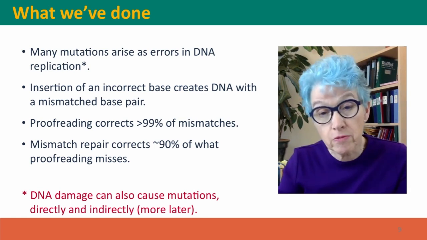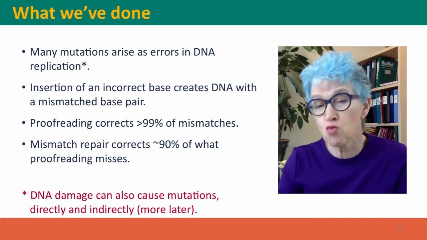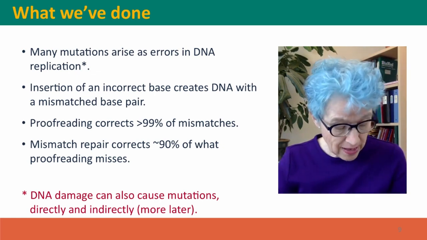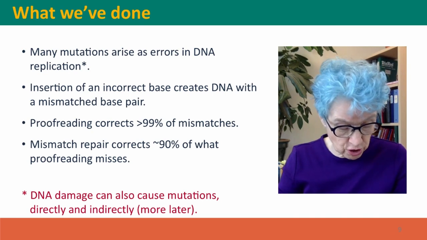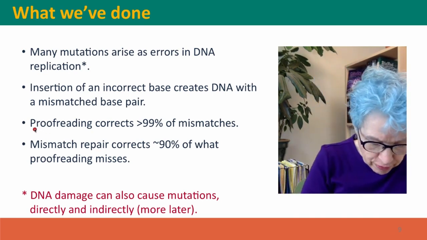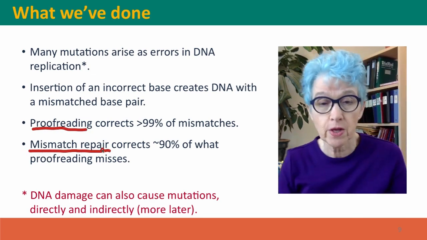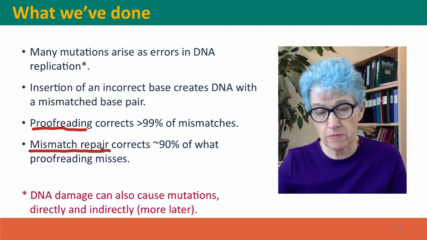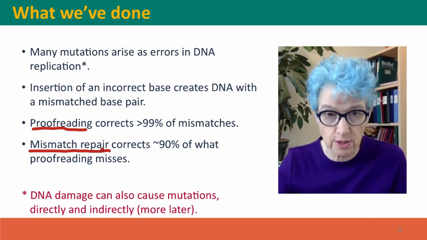So when DNA polymerase creates mutations, the first step is that the polymerase puts the wrong base pair in when it's replicating the DNA. That, however, is followed normally by two correction steps. First, a proofreading step, and then a mismatch repair step, which between them reduce the rate of mistakes in DNA replication by more than a factor of 1,000.